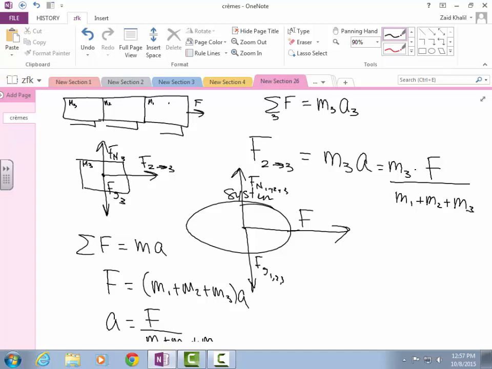Now we go to block 1. What are the forces on block 1? F. Which way? And what else? F 2 on 1. And what do we have? That F minus F2 on 1 is equal to M1A. So therefore F is equal to F2 on 1 plus M1A, which is equal to, well, we know what this is because we just found it. What is that?